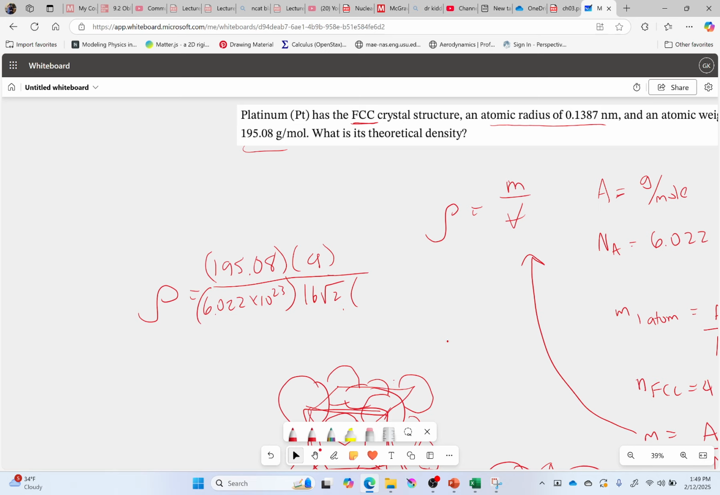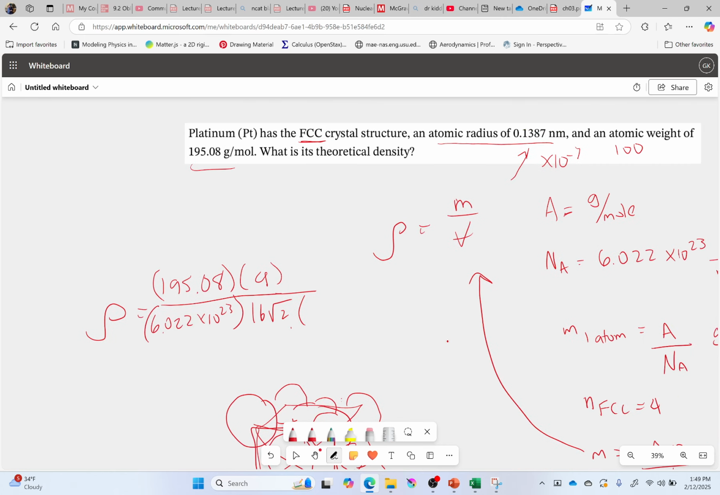As a note, I'm always doing things per centimeter cubed when I'm talking about density, especially in grams. So I'm going to put it in terms of centimeters. Now my radius is 0.1387 nanometers. You may be confused about how I'm going to do that. Well, it's not terrible. Putting that into centimeters, that would just be times 10 to the negative 7th. How do you get that? Because there are 100 centimeters in 1 meter, and there's a billion, or 10 to the 9th, nanometers. That's where the conversion comes from. So I'd have 0.1387 times 10 to the negative 7th.